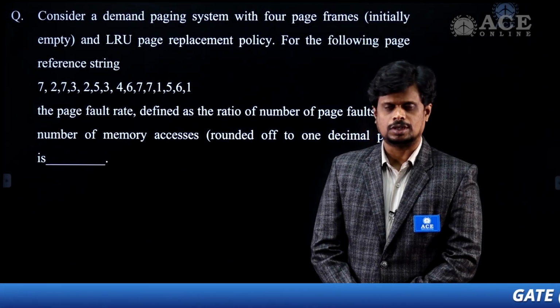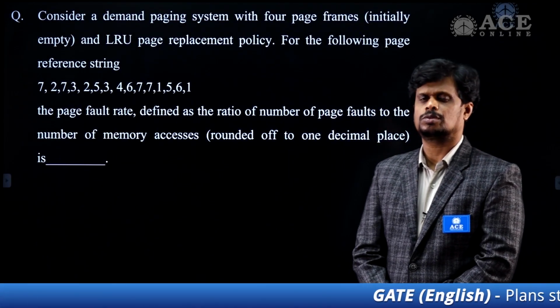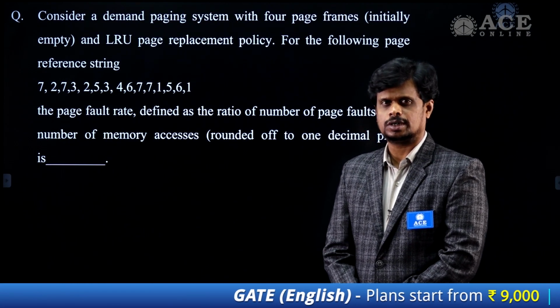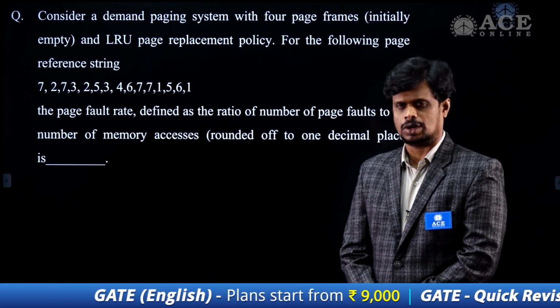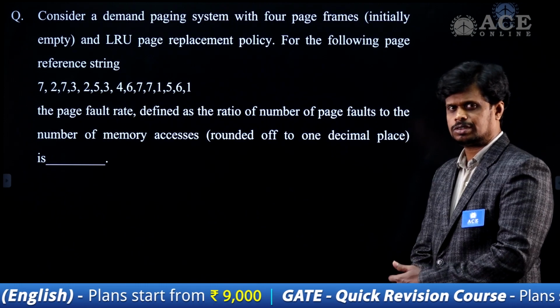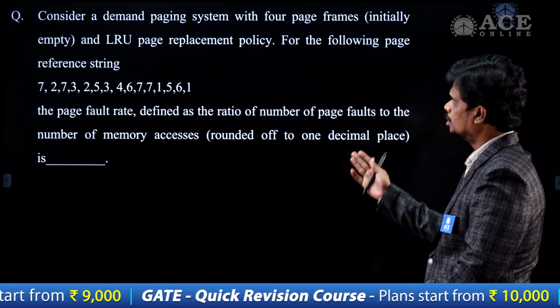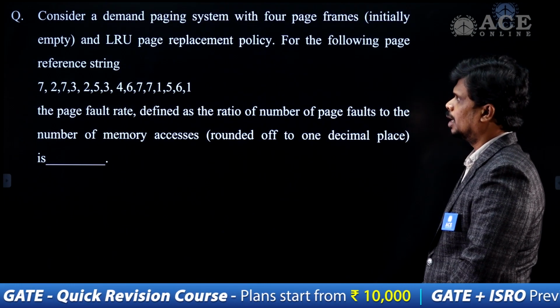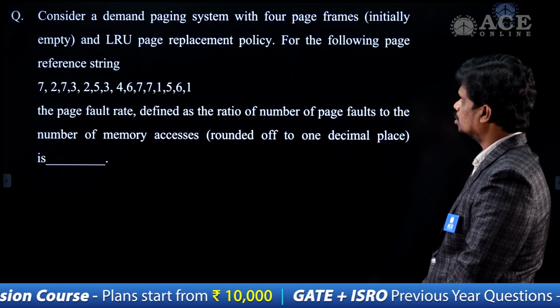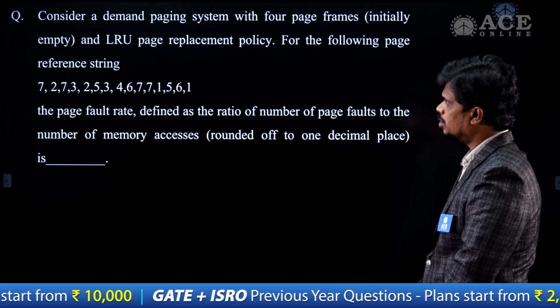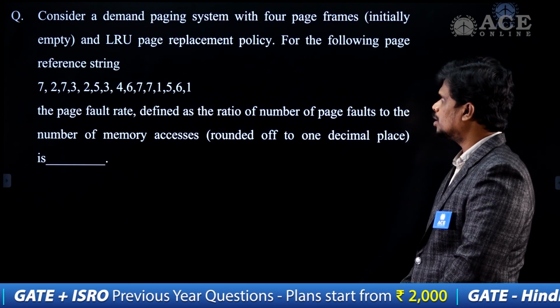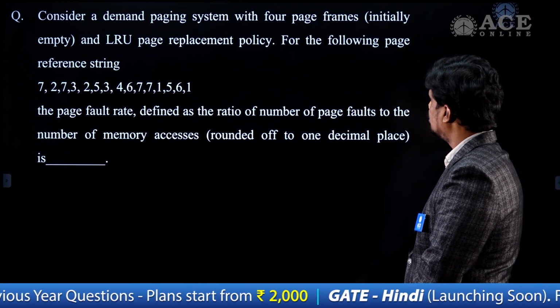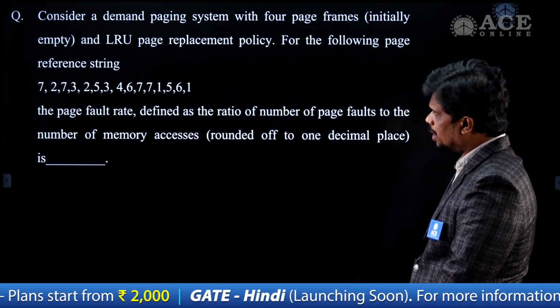So now we are going to see the solutions of operating system questions from GATE 2022 examination. As part of that, first question from the operating system here, this is the question statement: consider a demand paging system with 4 page frames initially empty and LRU page replacement policy for the following page reference string.